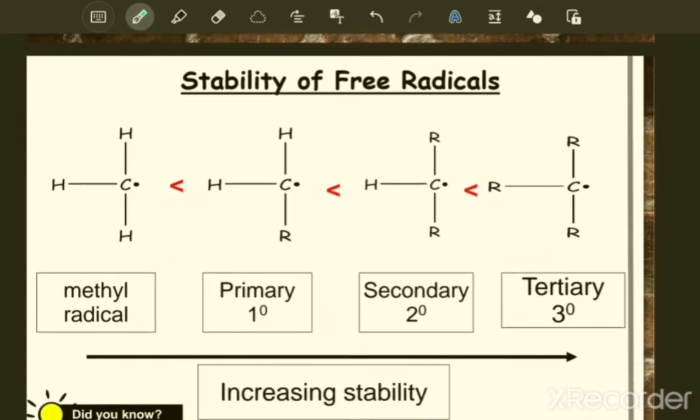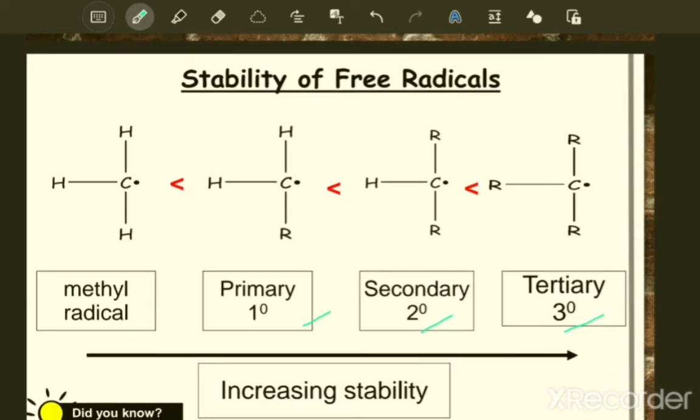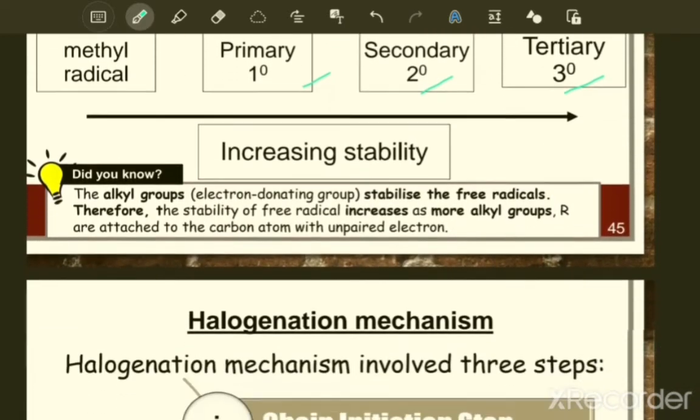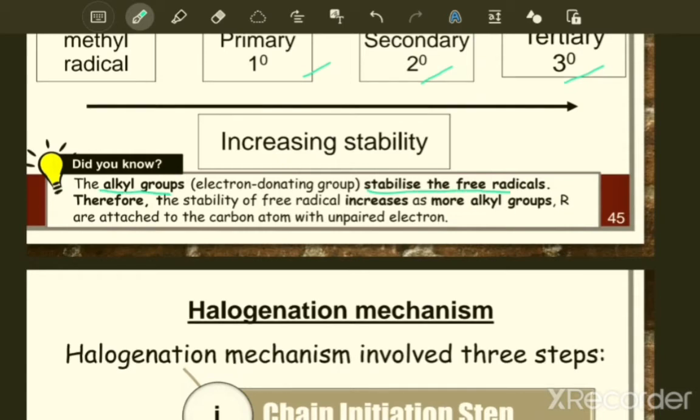So why do we have major and minor products? We can relate it to the intermediate species, that is our free radical. The most stable free radical is the tertiary free radical, followed by secondary free radical, primary, and the least stable free radical is the methyl radical. The more stable our free radical, the higher the tendency to produce the major product. So alkyl groups will stabilize the free radicals, as we have discussed in chapter 1.